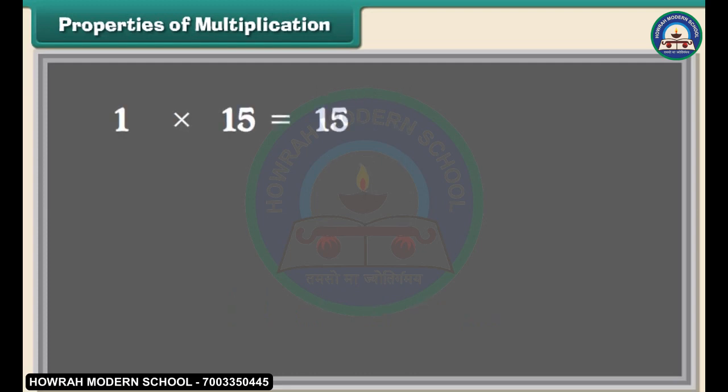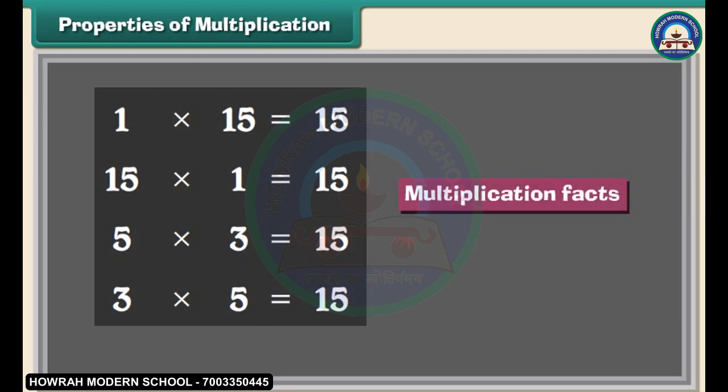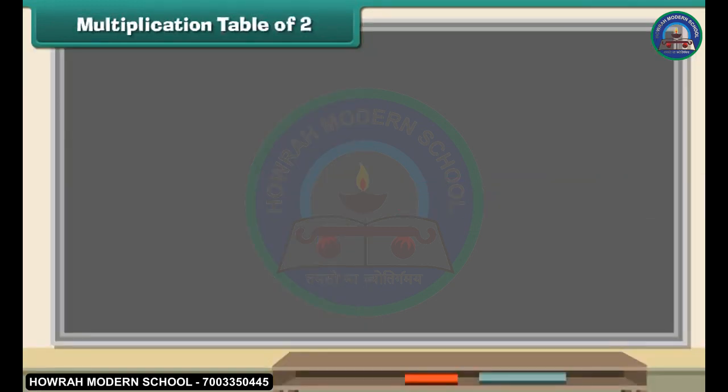1 multiplied by 15 is equal to 15. 15 multiplied by 1 is equal to 15. 5 multiplied by 3 is equal to 15. 3 multiplied by 5 is equal to 15. These are called multiplication facts.